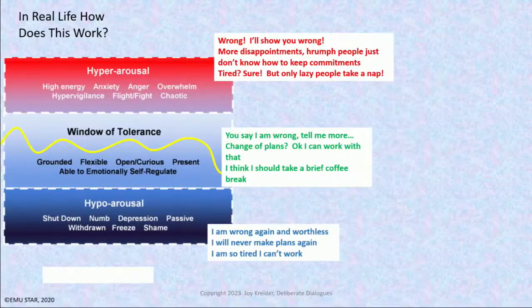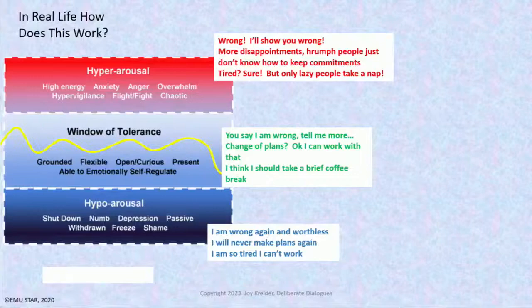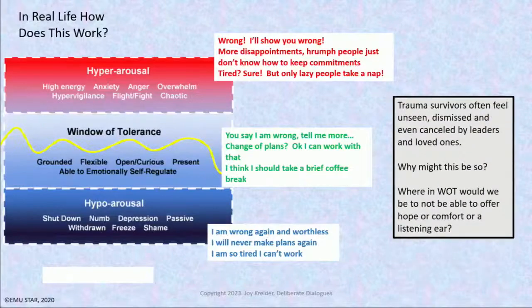You say that I'm wrong? Well, why don't you tell me more about that? You need to change your plans? Okay, I can work with that. Let me know what you're working on and I'll see what I can do. I think I should take a brief coffee break. These are silly examples, but I think they make the point that when we're stuck in either of the extremes, we go to places that are not very positive and just not very helpful for us or anybody else.